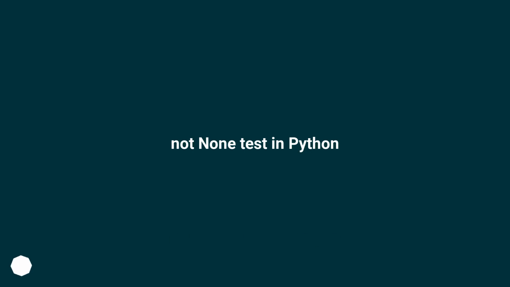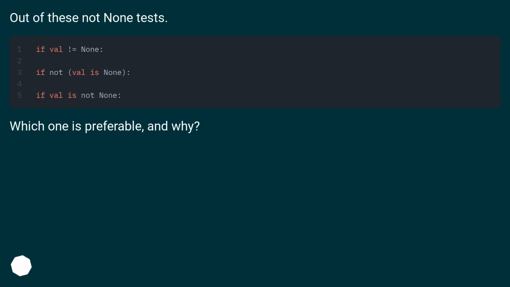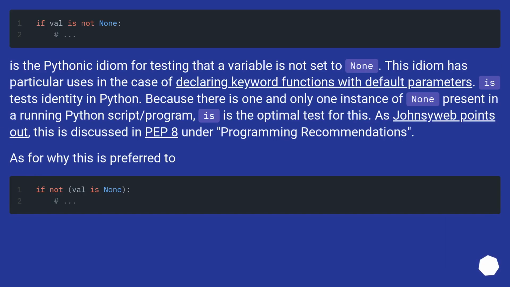Not none test in Python. Out of these not none tests, which one is preferable, and why? "is not None" is the Pythonic idiom for testing that a variable is not set to None.